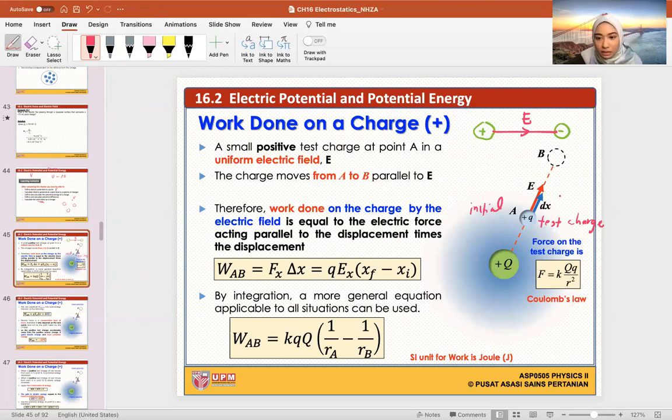So my dx is displacement. Wow, my S looks pretty. Displacement.